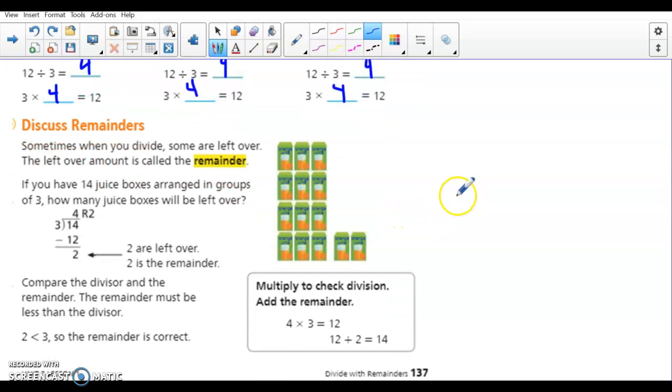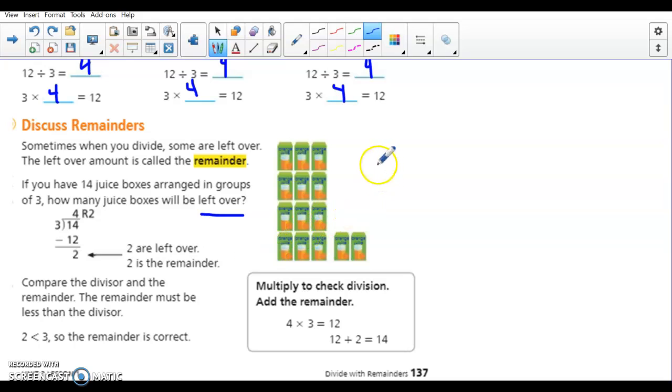Sometimes it doesn't work out perfectly where you don't have those equal groups all the time. And you're going to get something that is left over, a leftover amount. So let's look at this problem. It says if you have 14 juice boxes arranged in groups of 3, how many juice boxes will be left over? See, that's important.